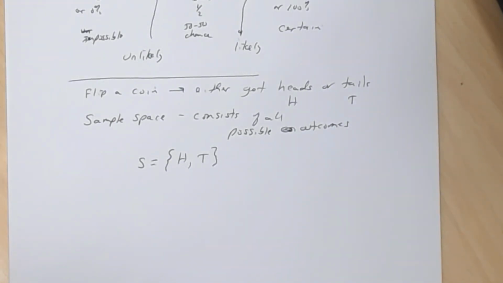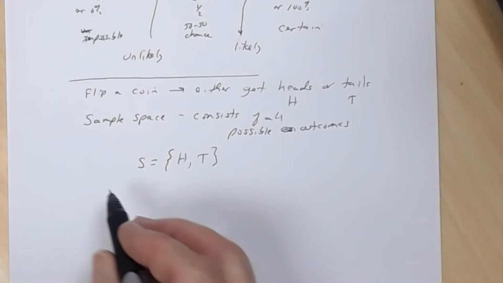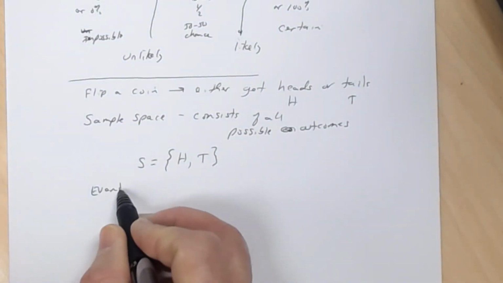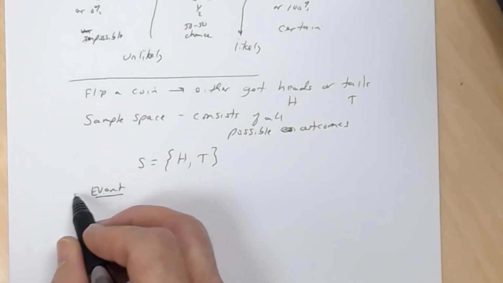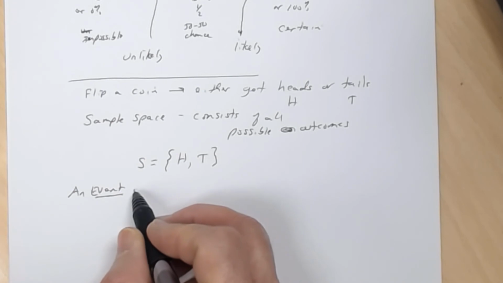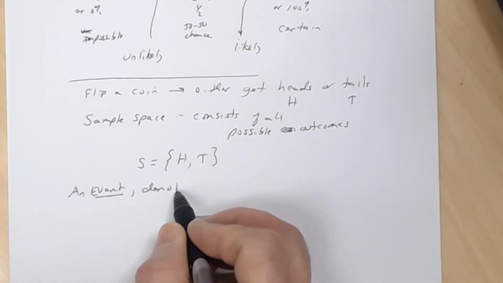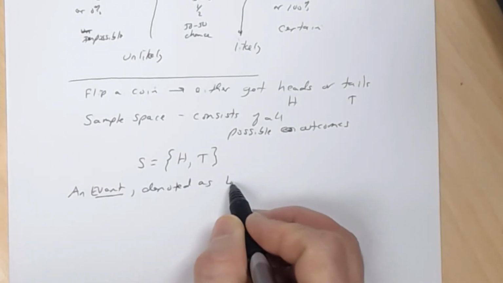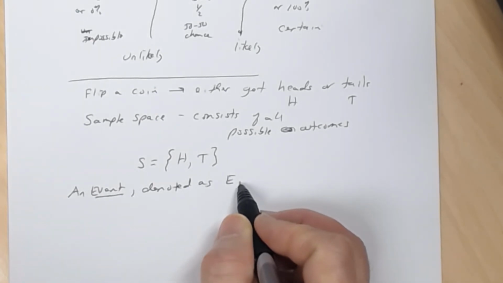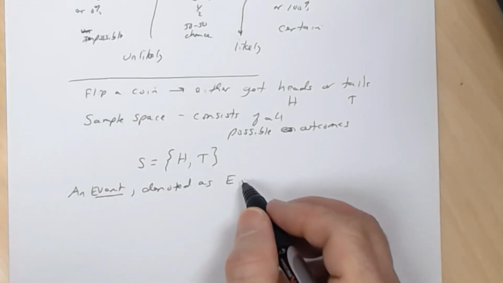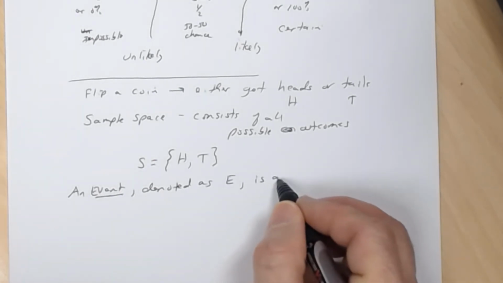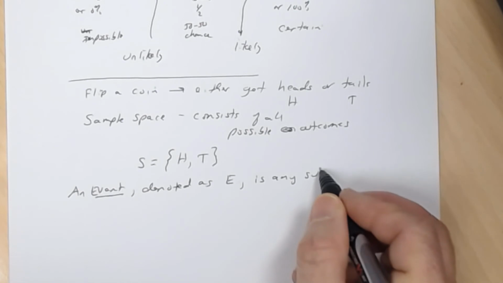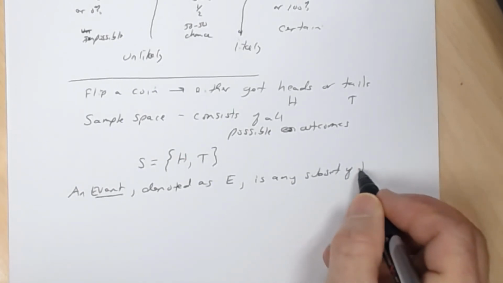Now, let's talk about the word event. An event, which is denoted as capital E, is any subset of the sample space.